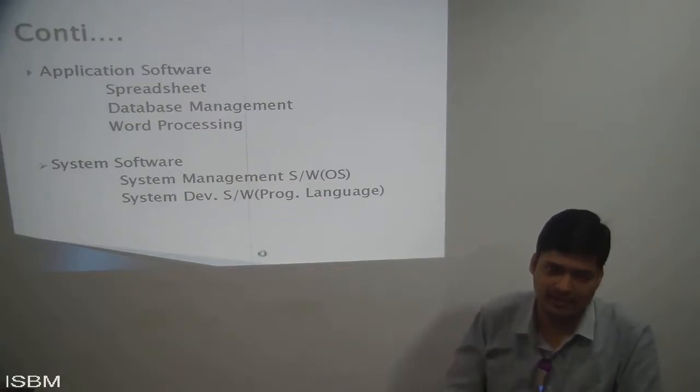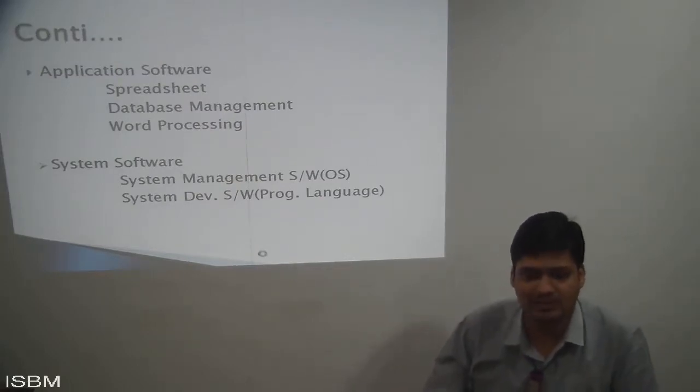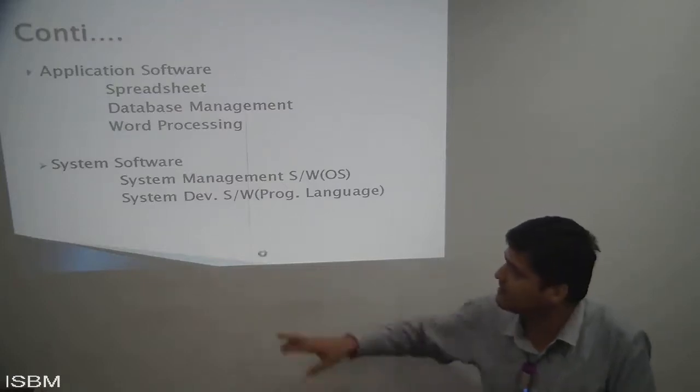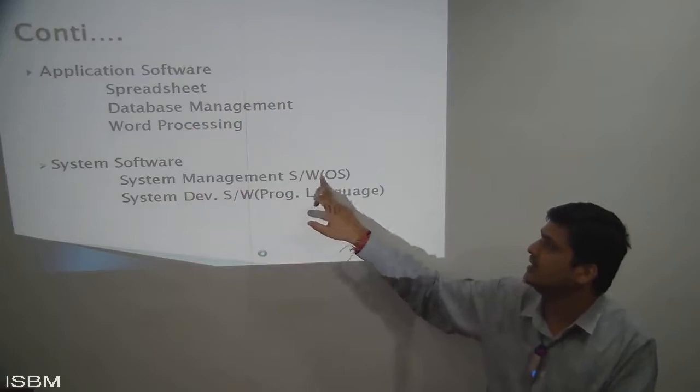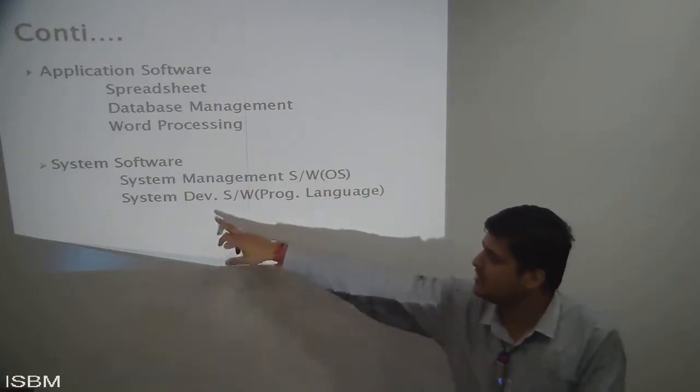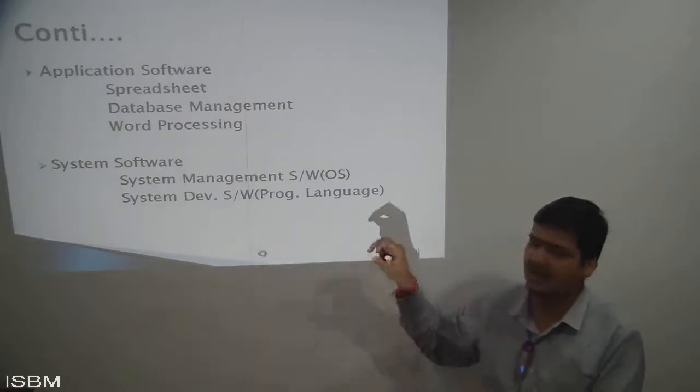Then the system software. System software is basically used for the computer system. First is system management software, nothing but your operating system. Then the system development software, nothing but your programming language.